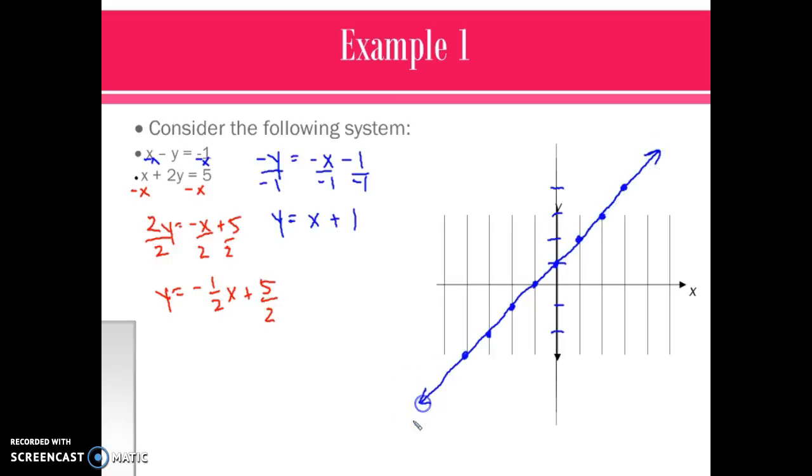And make our line. Then we'll come back with the red, which isn't the prettiest of numbers, but it still works. 5 halves is 2.5. That's right here. And then I'm going to go down 1, right 2. And once I do that, I can see exactly where they're going to cross. And I can see that my answer is 1, 2.